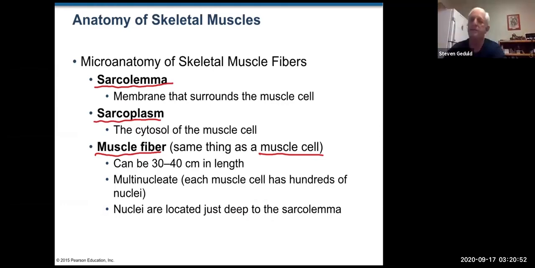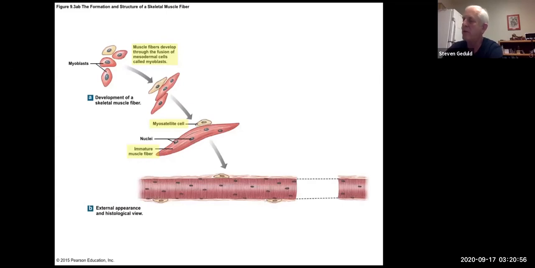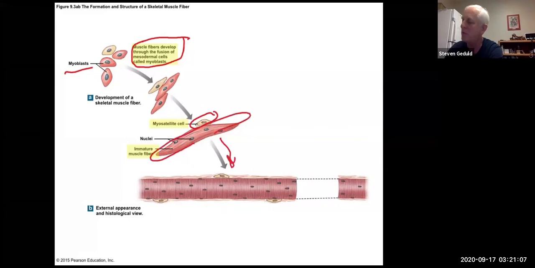Move that back. Okay. So muscle fibers develop through the fusion of the mesodermal cells called myoblasts. These are your myoblasts. They form myosatellite cells, and then you get an immature muscle fiber, and this turns into a mature muscle fiber. That's how they develop. So myoblasts develop fibers.